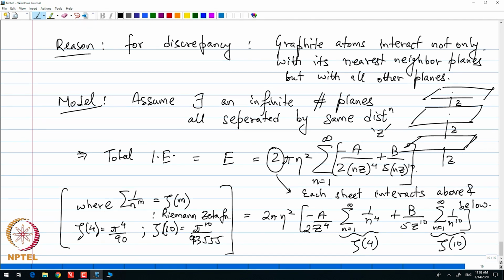Now, finally, when we differentiate this interaction energy with respect to z and set it equal to 0, I see that my z naught this time is going to be b by a times the zeta function at 10 by the zeta function at 4, to the power 1 by 6, right, and this gives me, after plugging in all the values for a and b as described previously, z naught to be 3.37 angstrom. Notice how close this value is to the experimentally reported value.